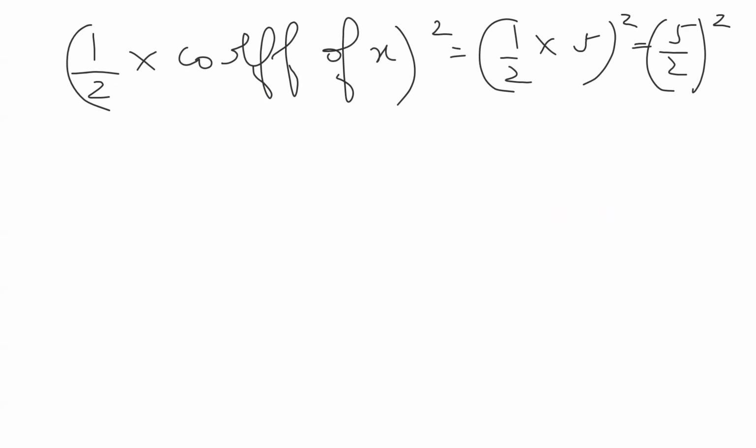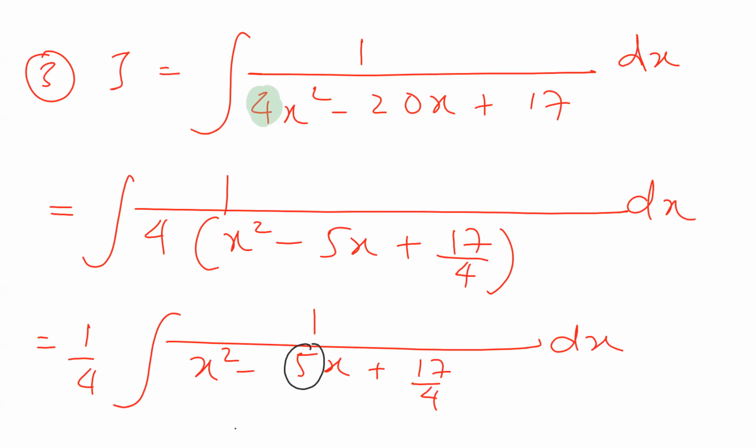So 5 by 2 the whole square, we'll have to place it somewhere. Where can we place 5 by 2 the whole square? Before the constant, after the constant. What is the constant over here? 17 by 4. So before 17 by 4, after 17 by 4. What do we have to place before 17 by 4? Plus 5 by 2 the whole square.